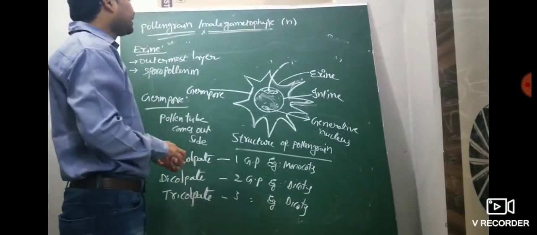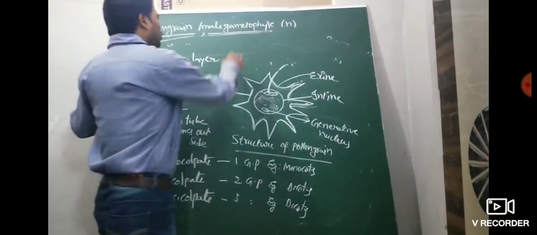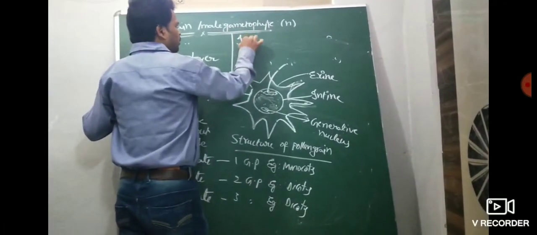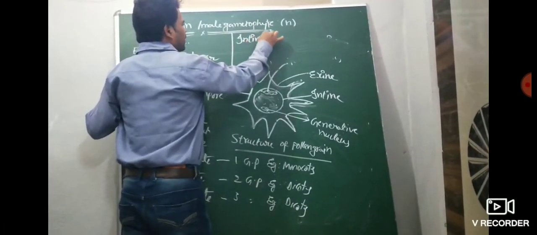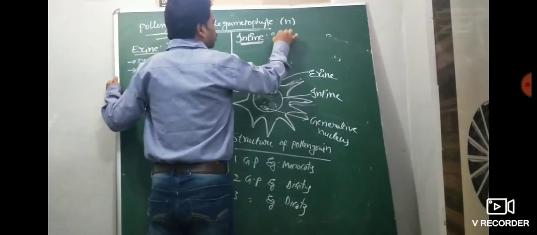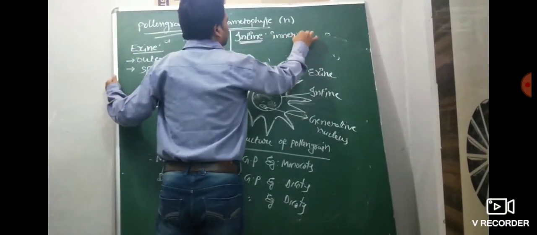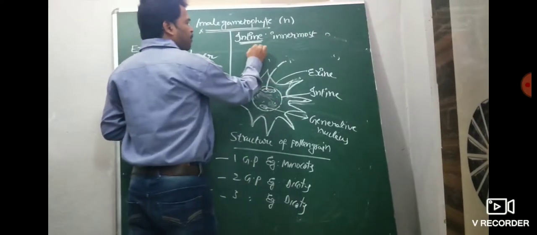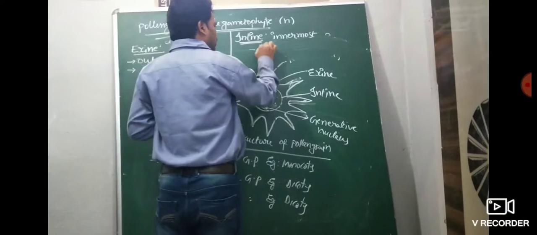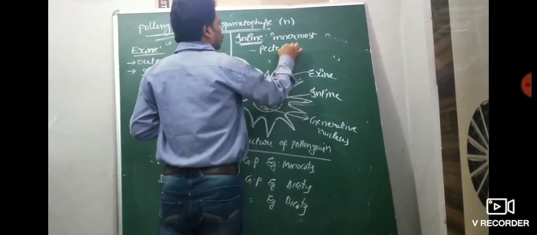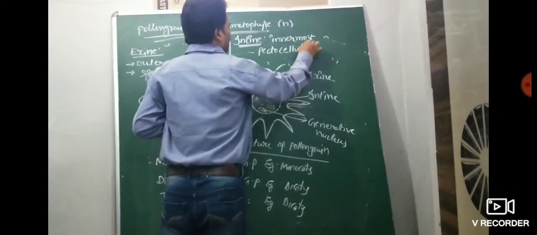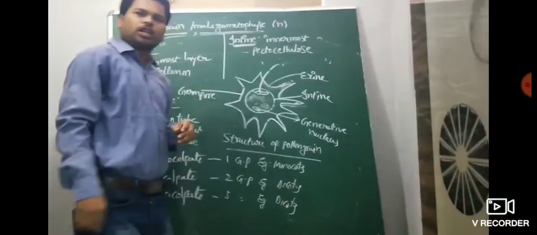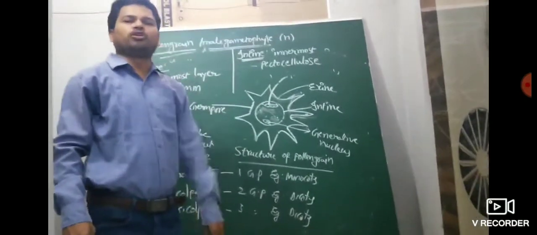Next layer, intine. This is the intine. So I will write here intine. Intine means innermost layer. This is the intine, the innermost layer, made up of pectocellulose. Pectocellulose means both pectin and cellulose are present.